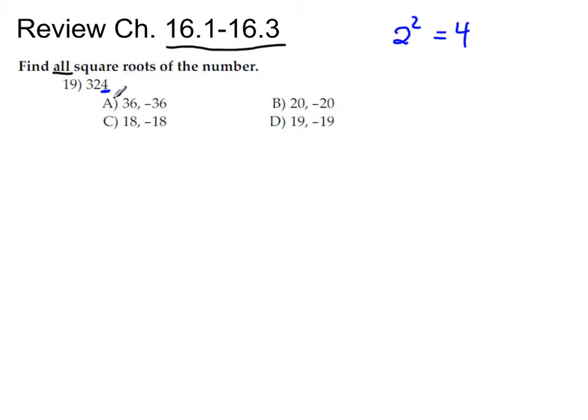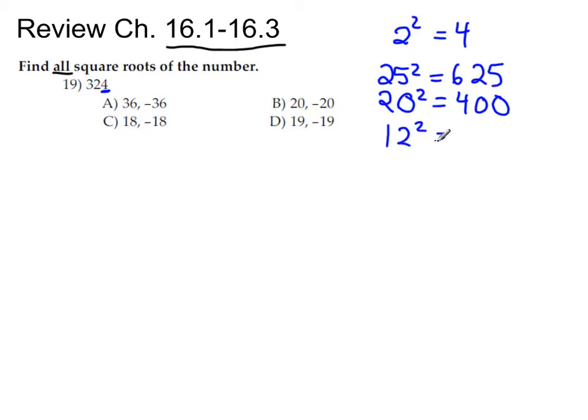So think about perfect squares that you know, like 25 squared, well, that's 625. That's way too big, right? 20 squared is 400. Okay, still too big. We'll have to work our way down. Maybe, I don't know, 12 squared. Oh, that's 144. Too small now. So we have to think of something within our range, between 12 and 20, and we need it to end with a 4.